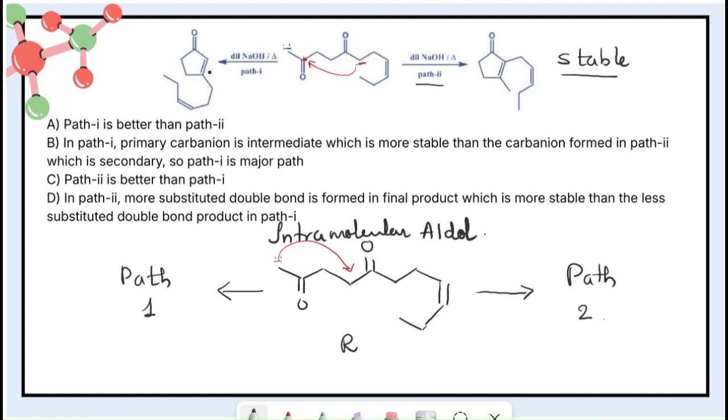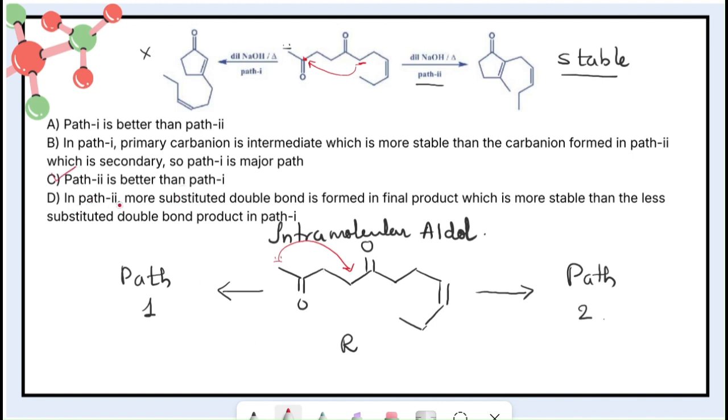But what about the substituents? We have a smaller number of substituents here. Therefore, this double bond is not so stable. Therefore, among the given 4 statements, path 2 is better than path 1 is a right option.